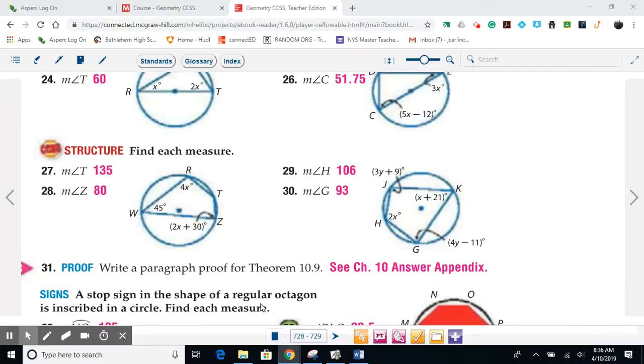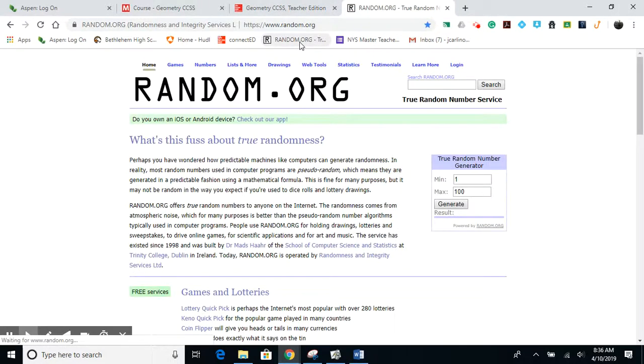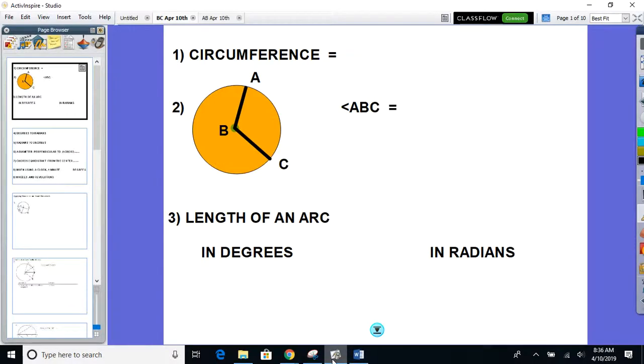Circumference is equal to, two formulas going into tomorrow that we should know, pi d, or we can go 2 pi r.